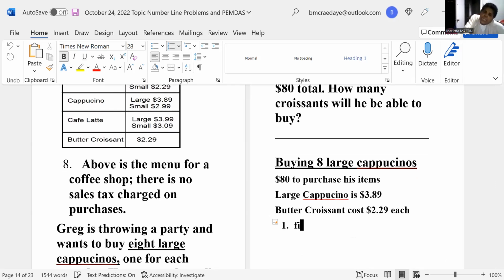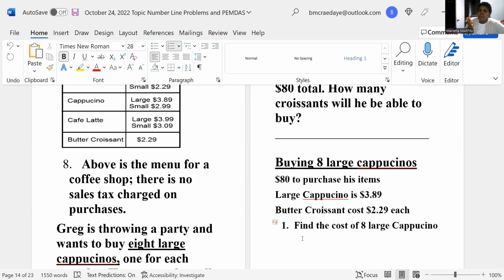The cappuccino and the money, the $80. The eight. Find the cost of the eight. Eight large cappuccinos, right? Yeah. Okay. So tell me what that is. How would you find that? Just tell me how you would find it. How will you find the cost of 8 large cappuccinos?